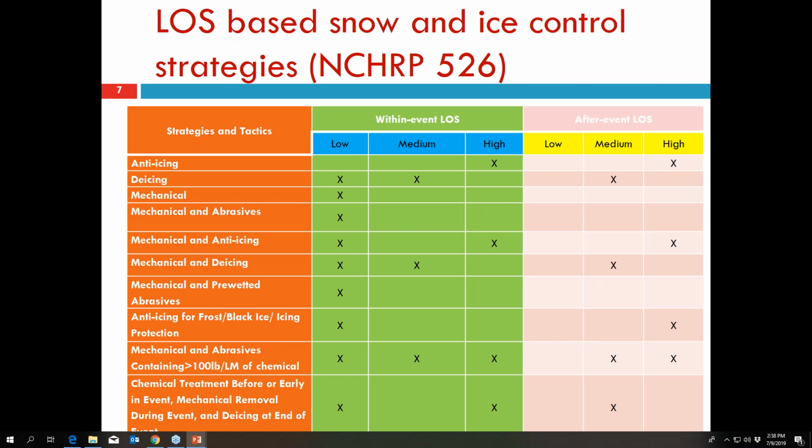So you can see this chart I borrowed from the NCHRP 526 report. This is one of the best reports on how to control snow and ice. This chart shows what strategies you can consider depending on the level of service requirement for your transportation facility, whether it is a low volume road or a high volume road. Level of service can be based on within-event, and level of service requirement can be after-event. Based on that, you can design your winter maintenance strategy.